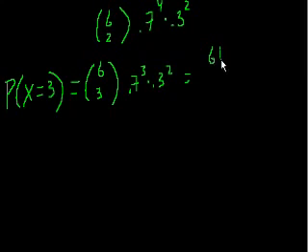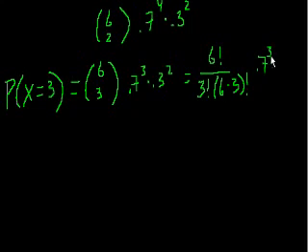So that's 6 factorial over 3 factorial times 6 minus 3 factorial, times this part, 0.7 to the third times 0.3 squared. Let's keep going. And this should actually get faster once you see.